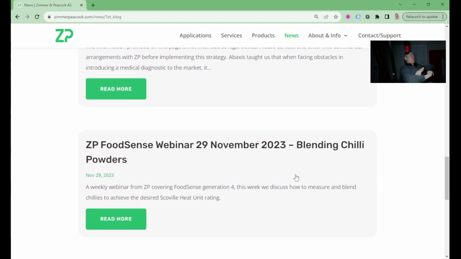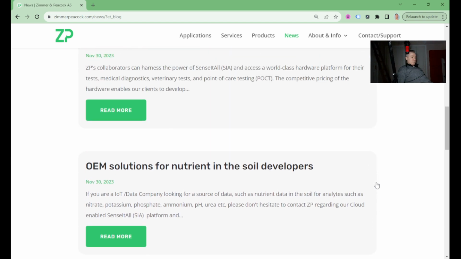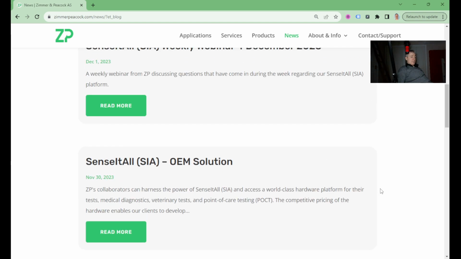Something that came up this week: I've obviously discussed that we did a Sensi All webinar and our Developer Zone webinar. We also did a webinar on chilies, and we were able to demonstrate that if people want a particular Scoville heat unit, SHU, then by having a low and a high chili blend, you can blend these two together and come up with a whole range of different chilies. That was a unique idea from ZP, and something that we covered in our weekly Food Sense webinar.